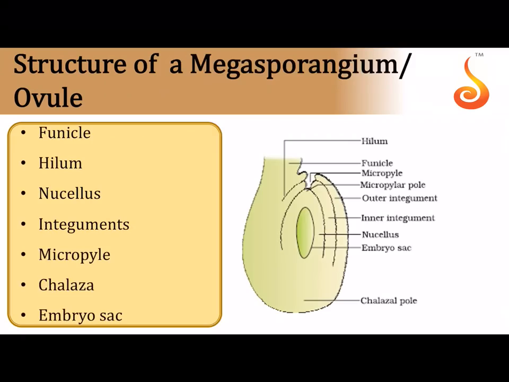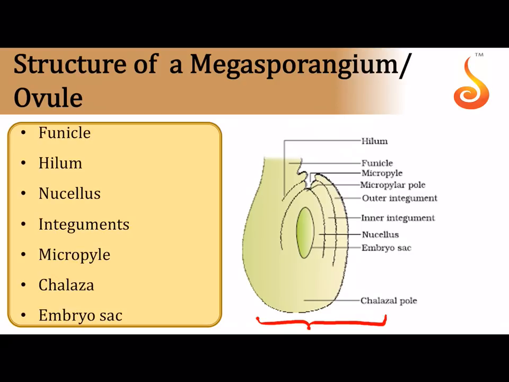Now coming to the structure of the ovule. What is represented here is an inverted diagram. It's the upside down diagram of the ovule. So I will be drawing it in a proper orientation. You can learn it like this also, but for our convenience we will be drawing a diagram with a different orientation of the ovule, and we will be discussing the parts of the ovule.